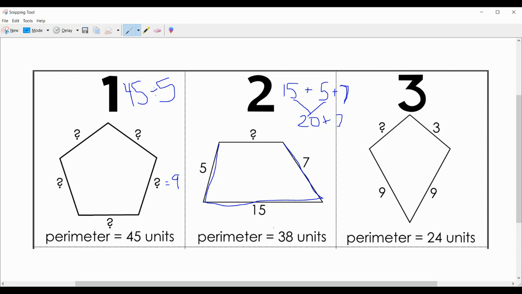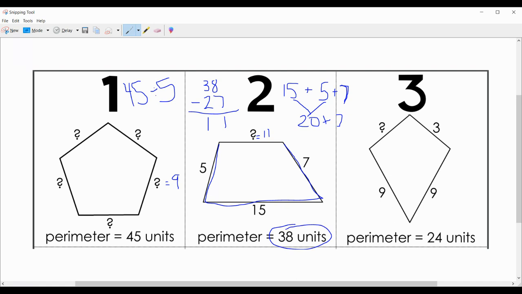So how much more does it take to get us up to 38? Well, 38 is my total. So I'm going to subtract out the 27 that I already have in these 3 sides. And let's do this math. 8 minus 7 is 1, and 3 minus 2 is 1. So this side up here has to be 11 to be able to make this a total of 38 units. All right, let's move on to number 3 really quick.